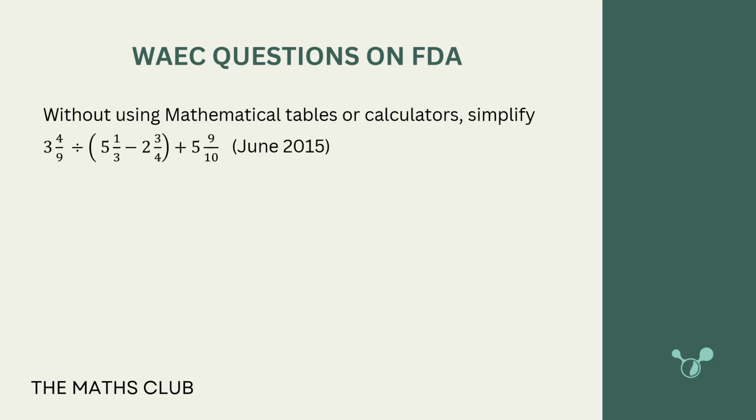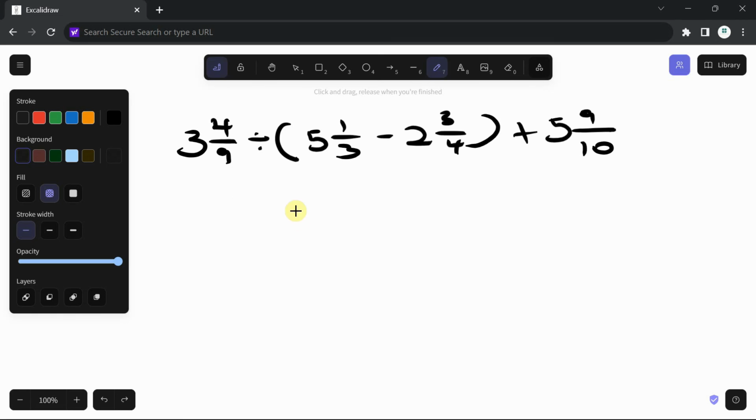This question is from 2015. It says, without using mathematical tables or calculators, simplify this. So this is where BODMAS will come in very well. I told you addition and subtraction, they have the same level. Division and multiplication, and of, so all of these three, they have the same level. But you notice that the bracket comes first. So in this case, I will resolve the brackets first.